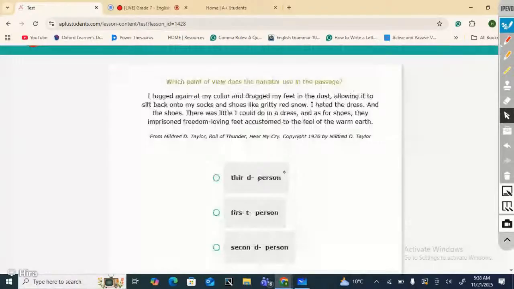I tugged again at my collar and dragged my feet in the dust, allowing it to sift back into my socks and shoes like gritty red snow. I hated the dress and the shoes. There was little I could do in a dress, and as for shoes, the imprisoned freedom-loving feet, accustomed to the feel of the warm earth.